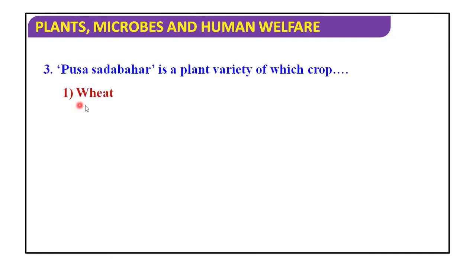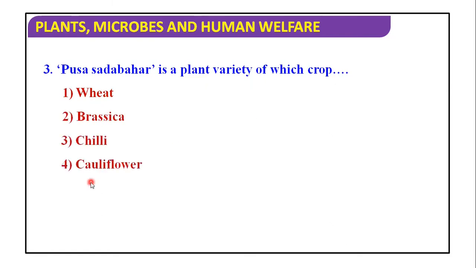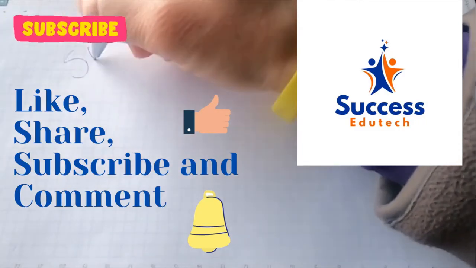So, Pusa Sadabahar is a plant variety of which crop? Wheat, then brassica, then chili, and then cauliflower? Answer is chili.